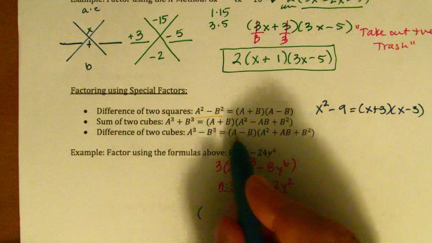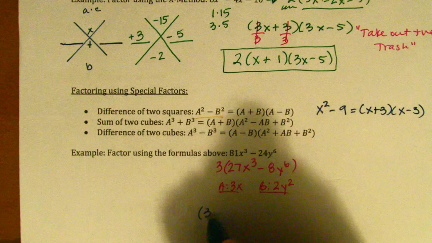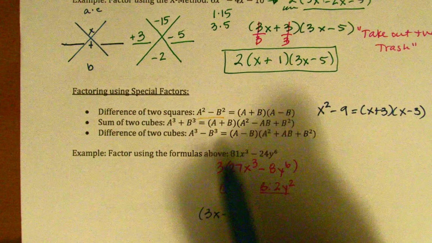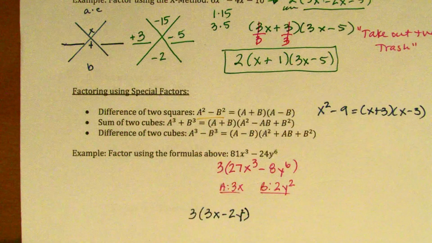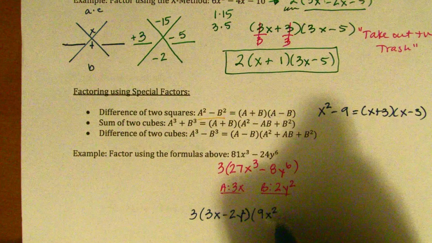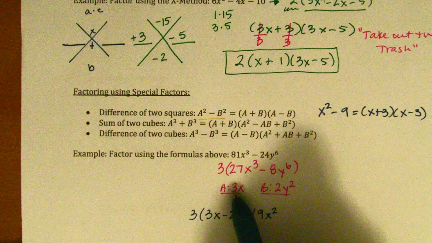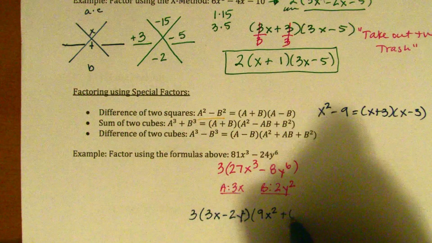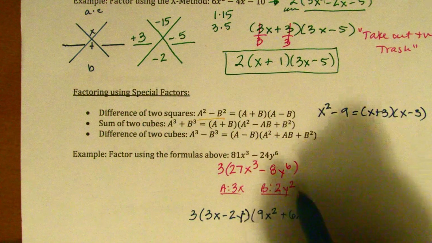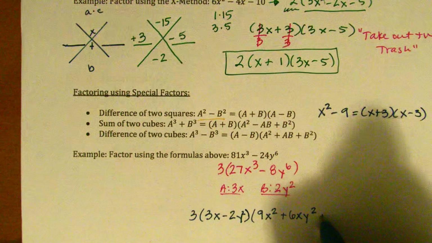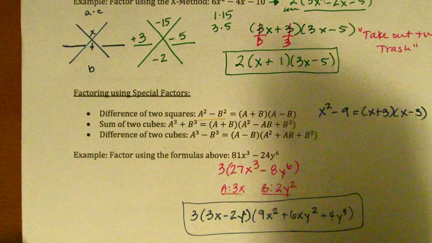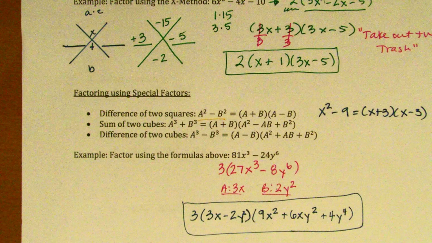So a is 3x minus 2y squared. And I want to make sure I don't forget that 3 we pulled out in the front, so I'm just going to go ahead and bring that down. And then a squared. 3x squared is 9x squared. And then plus ab, well, plus 3x times 2y squared would be plus 6xy squared. And then plus b squared, well, 2y to the 2nd power squared is going to be plus 4y to the 4th power. And that's it. It's just a matter of using the formula. So those are formulas that you will need to know.